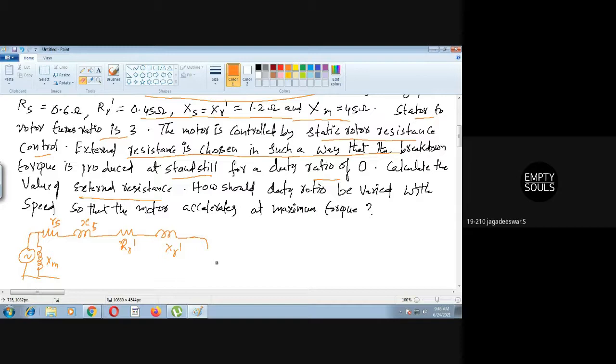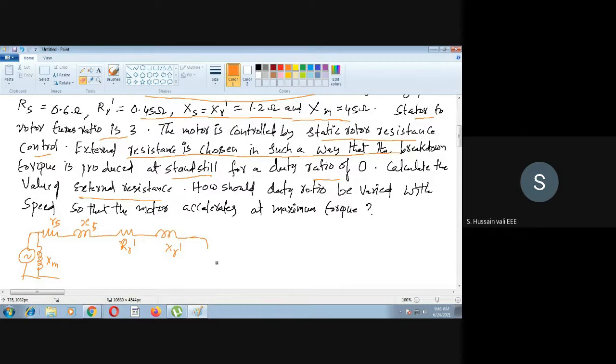Yes, please tell. Is XM the reactance at maximum slip? No, XM is the magnetizing reactance. Okay, sir.